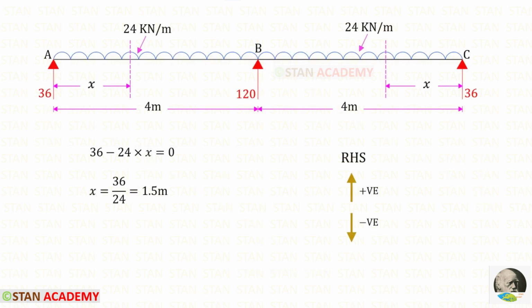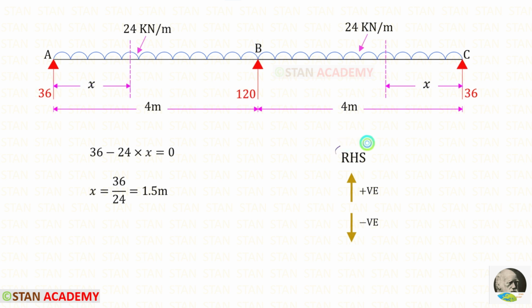You can see that I have made two sections. The first section is at a distance of x from A. The second section is also at a distance of x from C. Since this beam is symmetrical with symmetrical loading, these two distances will be the same. So only at the first section I am going to find the value of x.